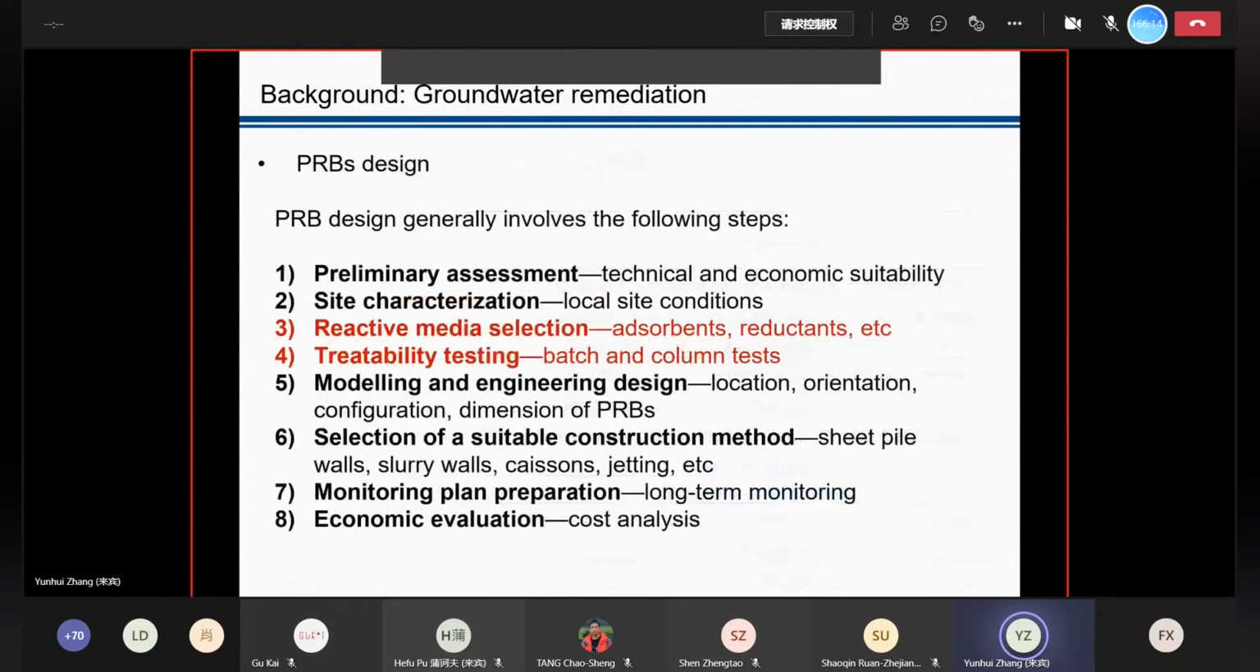Basically, PRB design involves the following several steps: the preliminary assessment, the site characterization, the reactive media selection, the treatability testing, modeling and engineering design, the selection of suitable construction methods, the monitoring plan preparation, and economic evaluation. In this study, the reactive media selection and treatability testing were mainly involved.